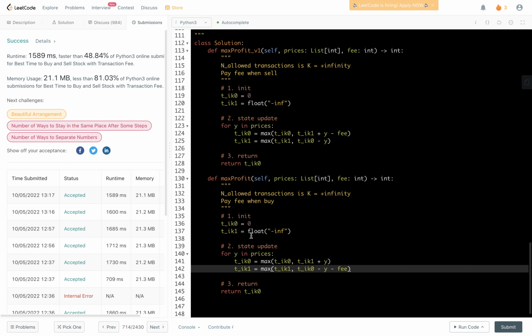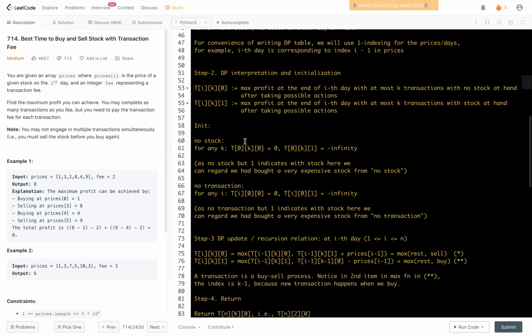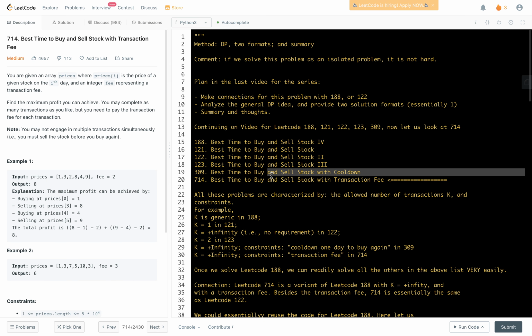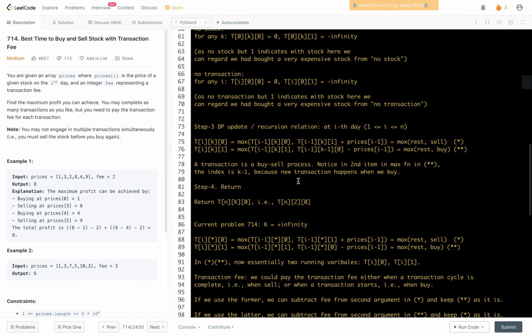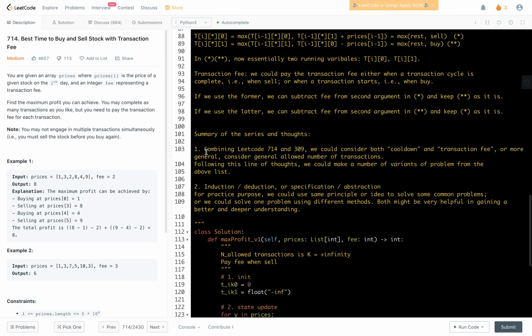So actually you can practice writing a version with a DP table. That's actually sort of straightforward. So I guess that's about the solution to this specific problem. Let's make a summary, because this is the last problem in our list. The summary consists of two items. The first item is that we can combine the constraints of problems 714 and 309, so we could consider both cooldown and transaction fees simultaneously.